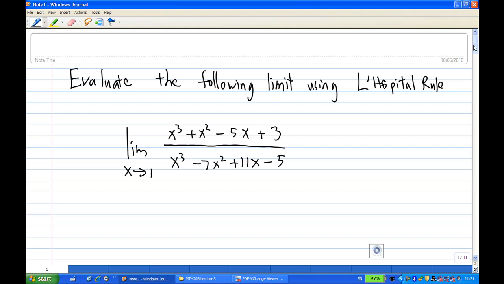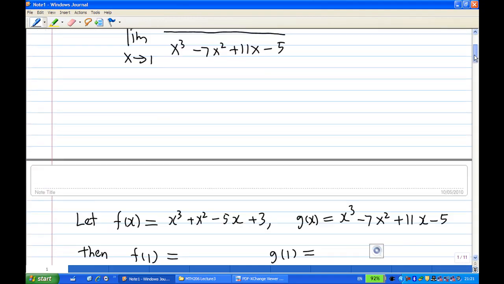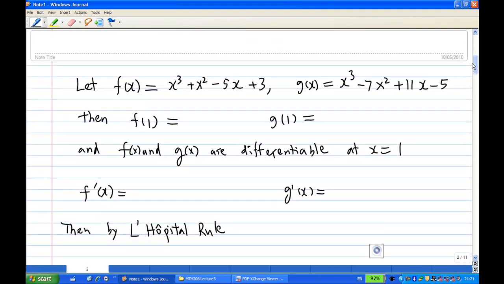We are going to call the numerator f of x and the denominator g of x. So let f of x equal x cubed plus x squared minus 5x plus 3, and g of x equal x cubed minus 7x squared plus 11x minus 5. Then f of 1, putting x equal to 1, you'll find that 1 plus 1 minus 5 plus 3 equals 0. g of 1 is 1 minus 7 plus 11 minus 5, which is also 0. And we know that f of x and g of x are differentiable at x equal to 1.